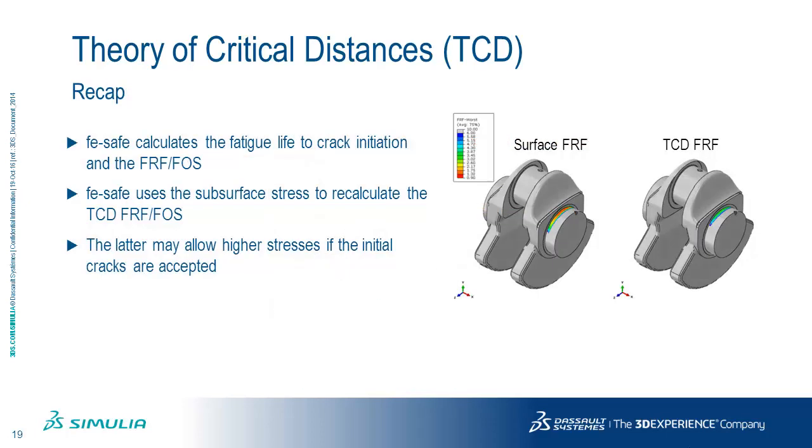So here's an example of it. It typically uses the FRF, FOS style thing. If you look at the colors, it's not the best picture yet. The surface FRF shows you it's in the red zone here. And with the TCD, you're way higher. You have considerably higher FRF.